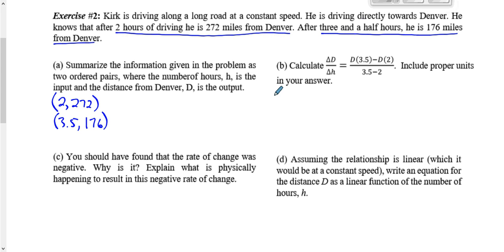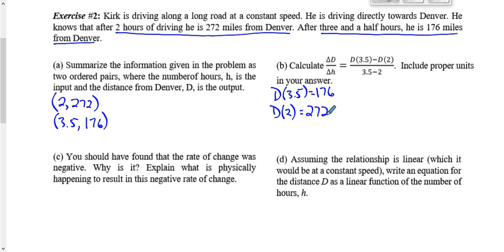So what is D of 3.5 equal? 176. What does D of 2 equal? 272. So there's the numbers that go in there. No, you know that's not multiplying. That's function notation. D of, right? Like f of x is not multiplying. It's notation. f is a function of x. D is a function of time. When time is 3.5 hours, etc.